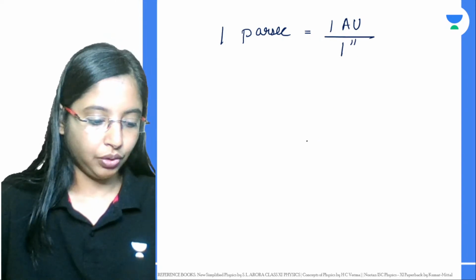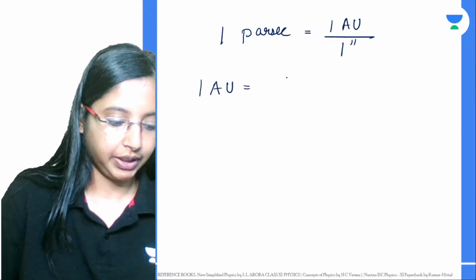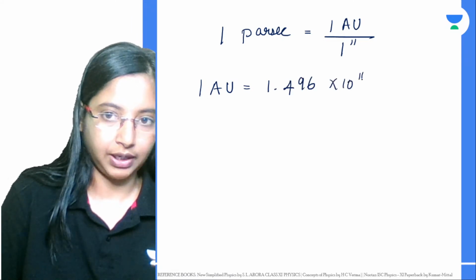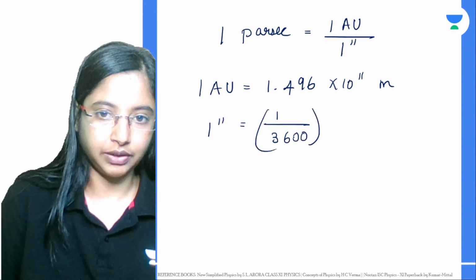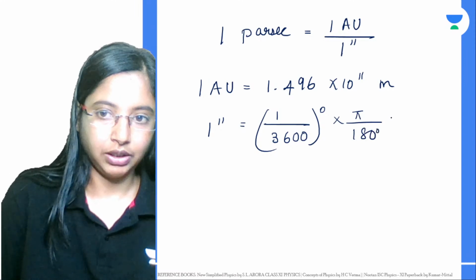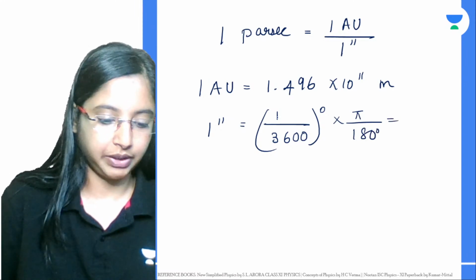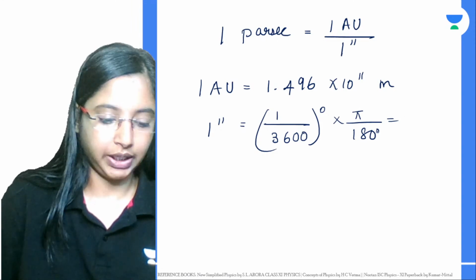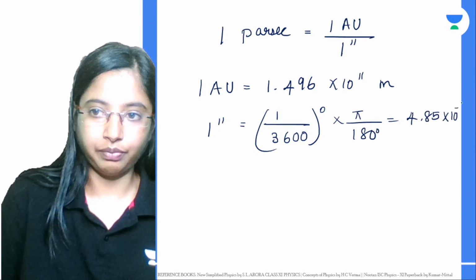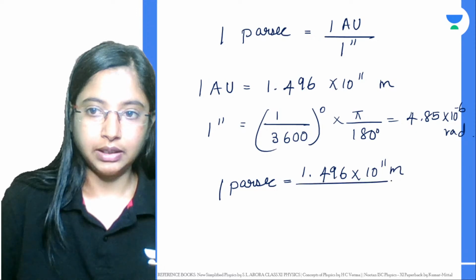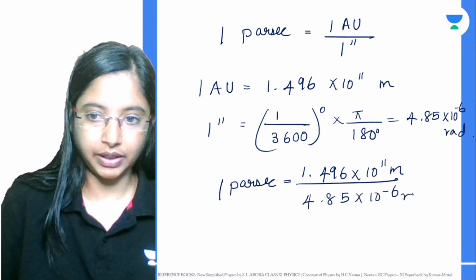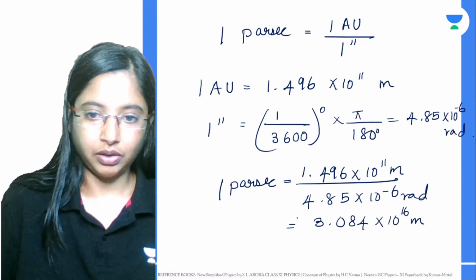If you want 1 astronomical unit, it is given as 1.496 into 10 to the power of 11 meters. And 1 arc second is nothing but 1 divided by 3600 degrees, into pi divided by 180, which in radians equals 4.85 into 10 to the power of minus 6 radian. So 1 parsec is 1.496 into 10 to the power of 11 meters divided by 4.85 into 10 to the power of minus 6 radian, which in meters is 3.084 into 10 to the power of 16 meters.